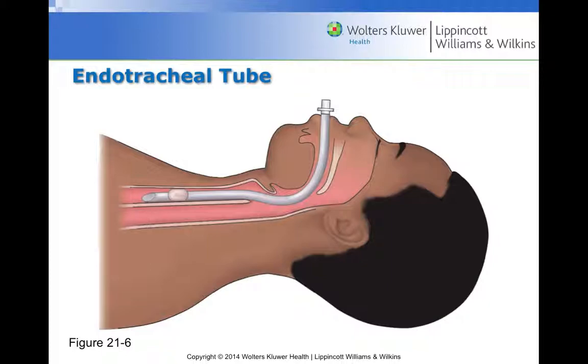Because, of course, if that cuff pressure is too high, it can cause tracheal bleeding, pressure necrosis, or even ischemia. So we don't want any of that to happen. We want to maintain that airway. So we're trying to keep all of those from happening.